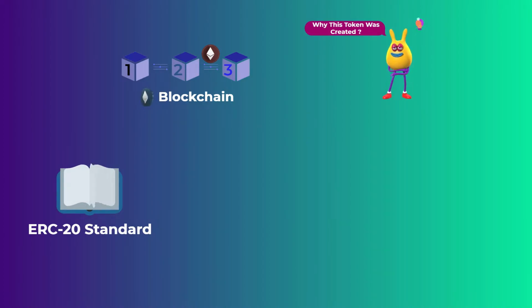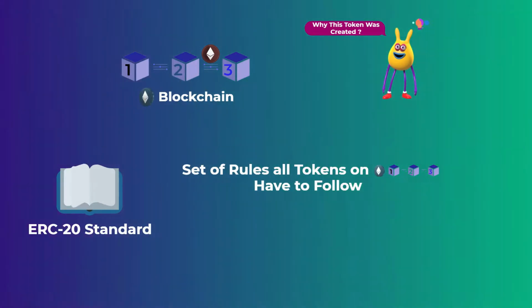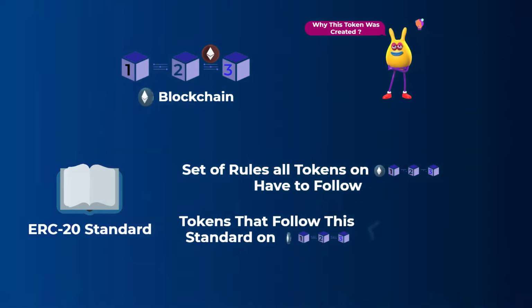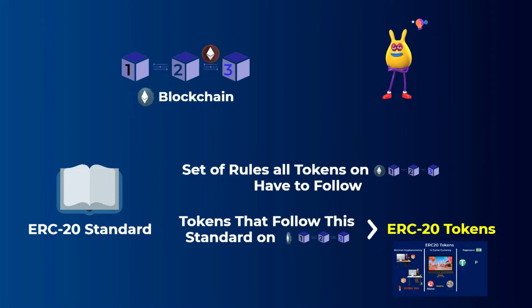You can think of this standard simply as a set of rules all tokens on the Ethereum blockchain have to follow to work correctly. The tokens that follow this standard are called the ERC20 tokens, and we actually have a full detailed video about them.